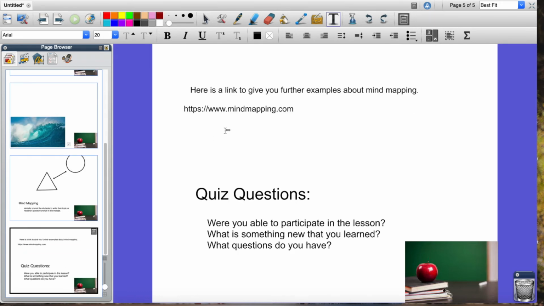Lastly on this slide, here is a link to give you some further examples about mind mapping, so students can explore this link and look at past students in other schools and what they've been doing for their research projects. And then at the bottom there are some quiz questions.